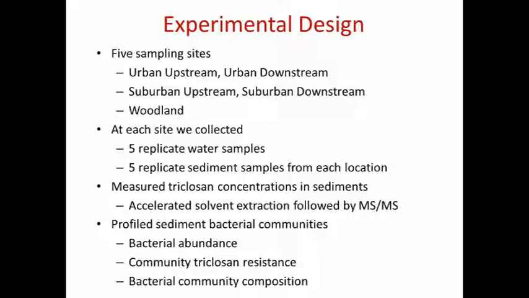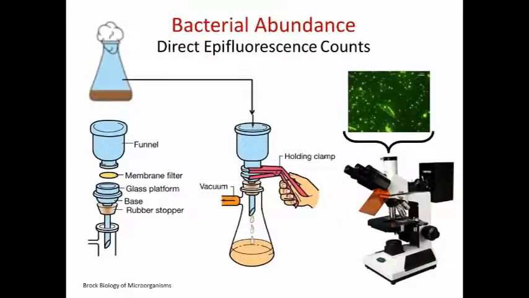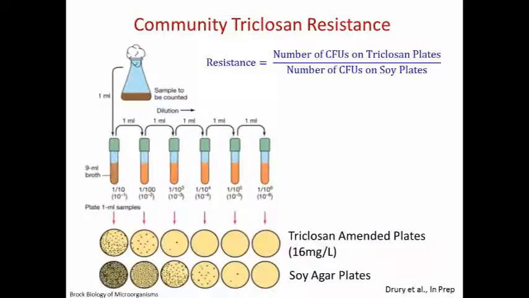And then we profiled the sediment bacterial communities looking at bacterial abundance, at community triclosan resistance, and at bacterial community composition. So we looked at bacterial abundance by a very simple method, which is just directly counting the cells. So we take a sediment sample, we mix it up in a buffer solution, run it through a membrane filter, fluorescently stain the bacteria, and then actually manually count them under the microscope to get a count of the bacterial abundance. To measure the community triclosan resistance, we used a plate count method. So we again extracted the bacteria from our sediment, did a series of dilutions in a buffer, and then plated them on agar plates.